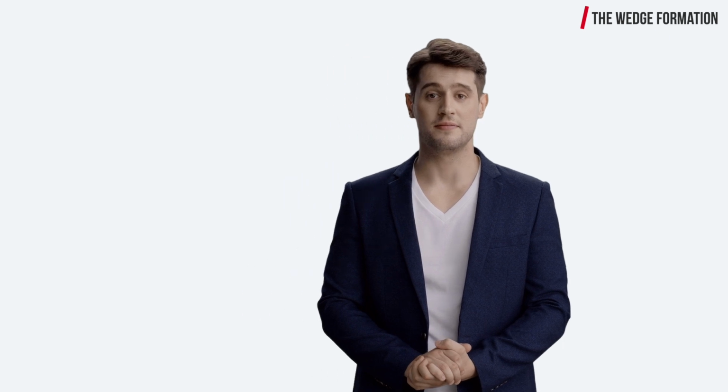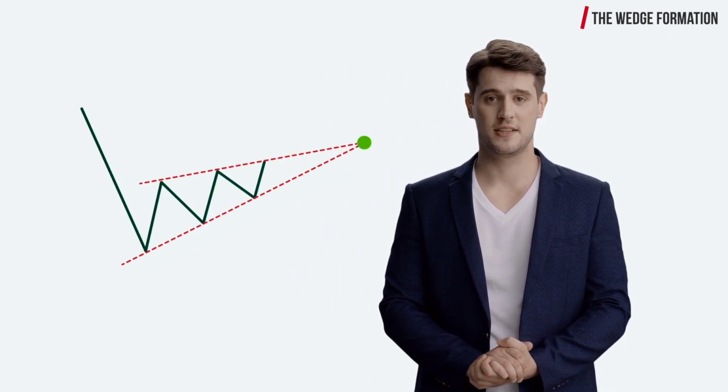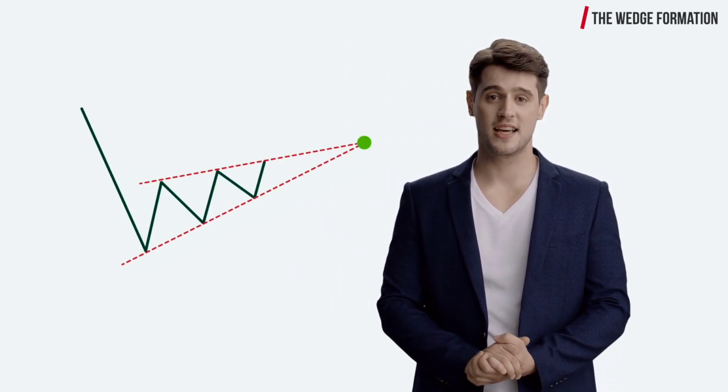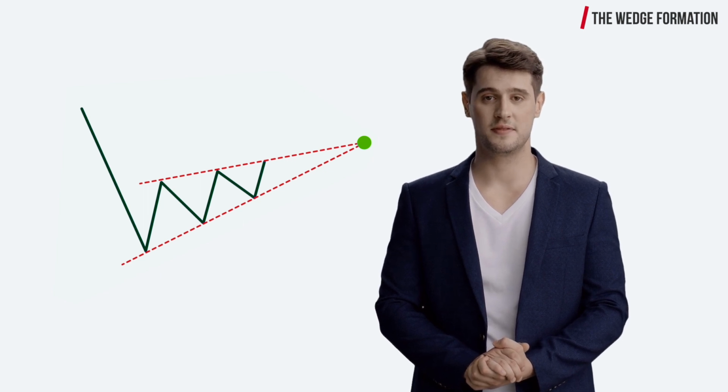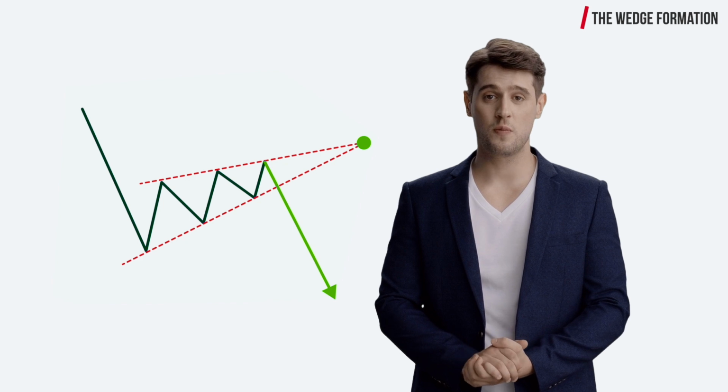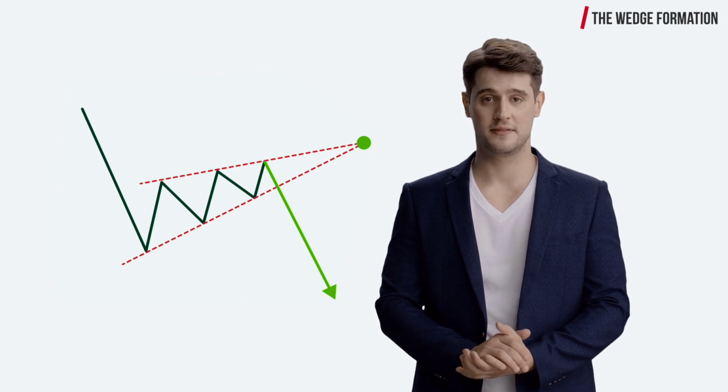Hello and welcome back. In this video, we'll be looking at the wedge formation. This pattern is also quite similar to the symmetrical triangle in that it's identified by two converging trend lines that meet at an apex. However, it's distinguishable by the obvious slant against the trend.